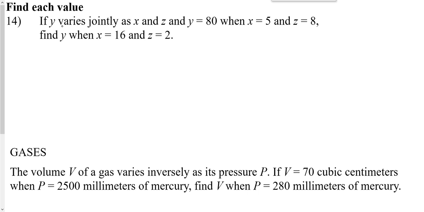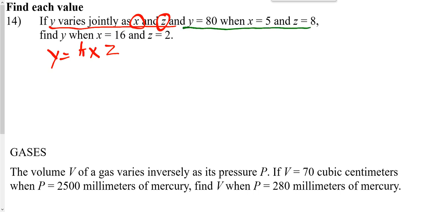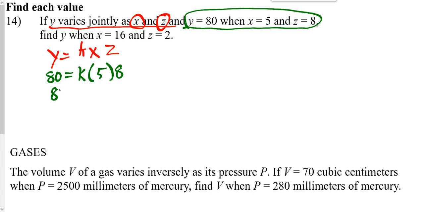Here we have a joint situation. So I'm going to go y equals my constant of variation with my two letters of x and z. Then I need to find the three things that go together, which are these here. Plug those in. My y is 80. My x is 5. My z is 8. So I get 80 is really equal to 40 times k. Solve it for k, and I get k to be equal to 2.